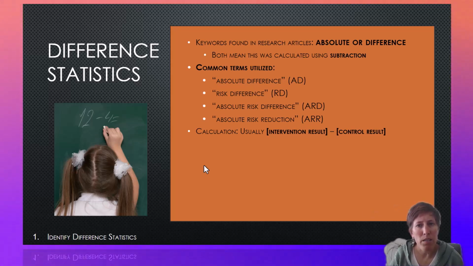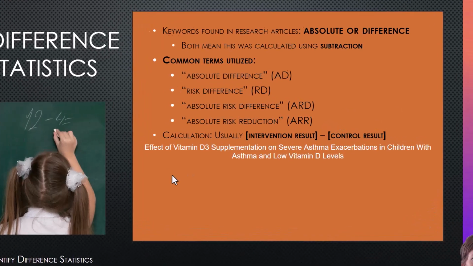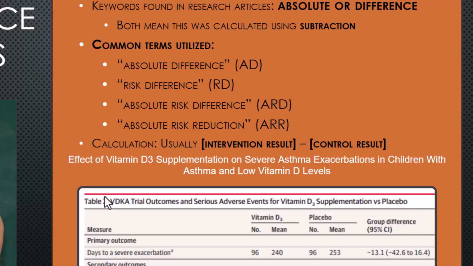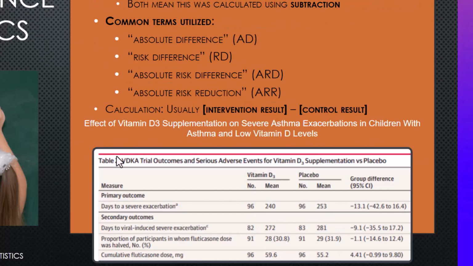The calculation is usually the intervention result minus the control result. So let's take a peek. We looked at this article briefly on our helicopter view, the effects of vitamin D supplementation on severe asthma exacerbations with children with asthma and low vitamin D levels. So this table has your intervention result, vitamin D, your control result, which is the placebo.